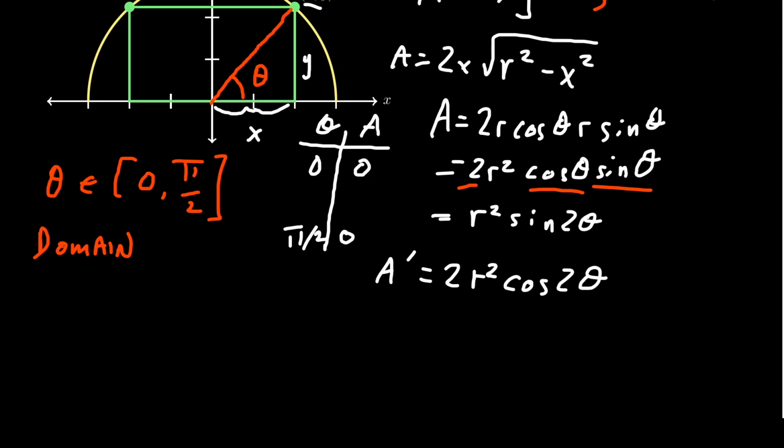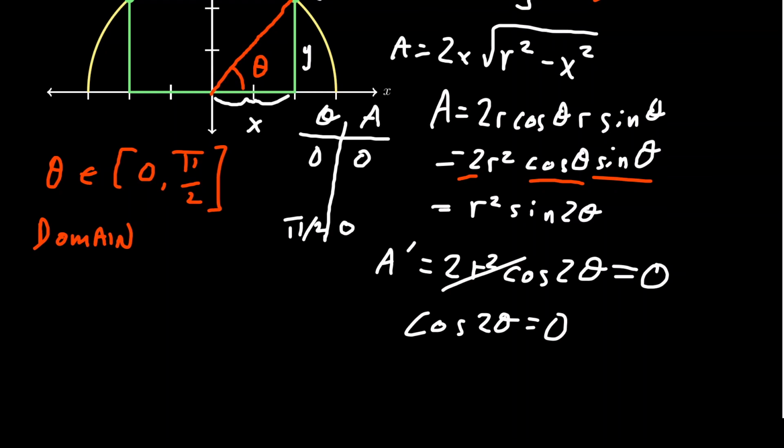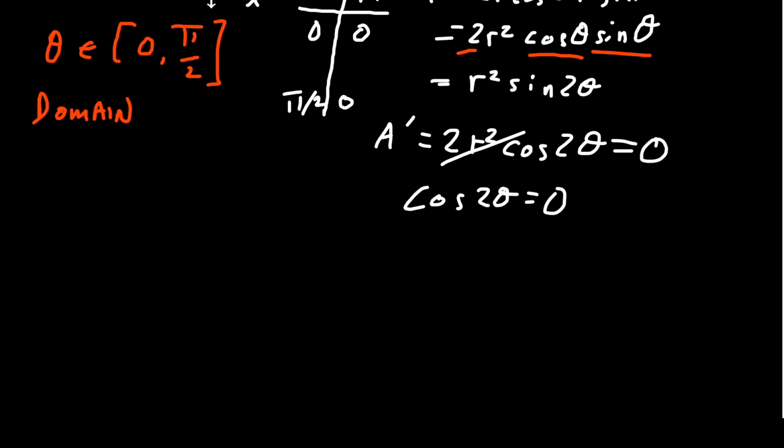What do you know? That's great. And if you set that equal to 0, we'll divide both sides by 2r. You just end up with cosine of 2 theta equals 0. If you don't like the double angle, we could use some angle identity to switch it back. But I'm actually quite happy with this situation.